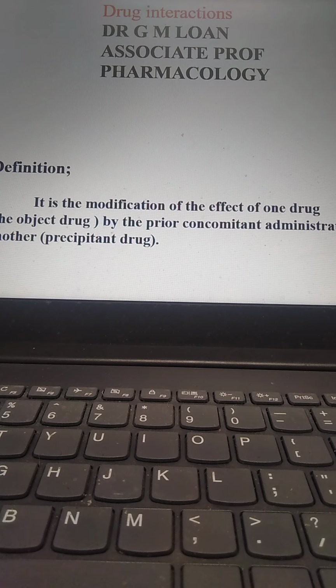Today's class is drug interaction. As I have already told you about the kinetics, drug interaction is a very important pivot of pharmacology. The definition: it is the modification of the effect of one drug, the object drug, by the prior or concomitant administration of another, precipitant drug.